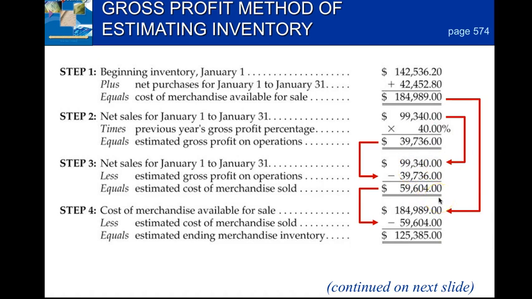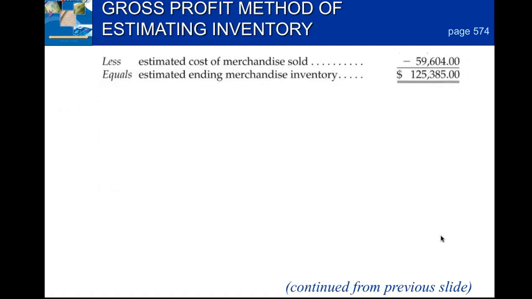Step 4, cost of merchandise available for sale. So that's your first number, okay? That's your cost of merchandise that you have available to sell. And then you're going to subtract your estimated cost of merchandise sold. And that equals your estimated ending merchandise inventory.